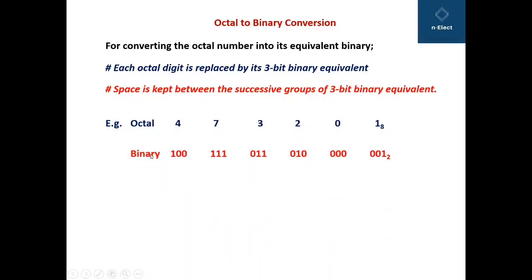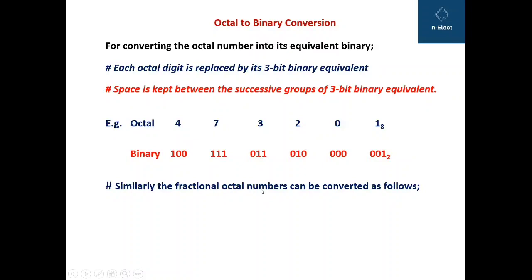So the binary equivalent of this number will be: for 4 we can write 100, for 7 111, for 3 011, for 2 010, for 0 000, for 1 001. Now see, we can call this number a continuous number, right, from 1 0 0 1 1 1 0 1 1 0 1 0 0 0 0 0 0 1. You can call it continuously also, but this is also the correct method for writing the binary equivalent for the given octal number.